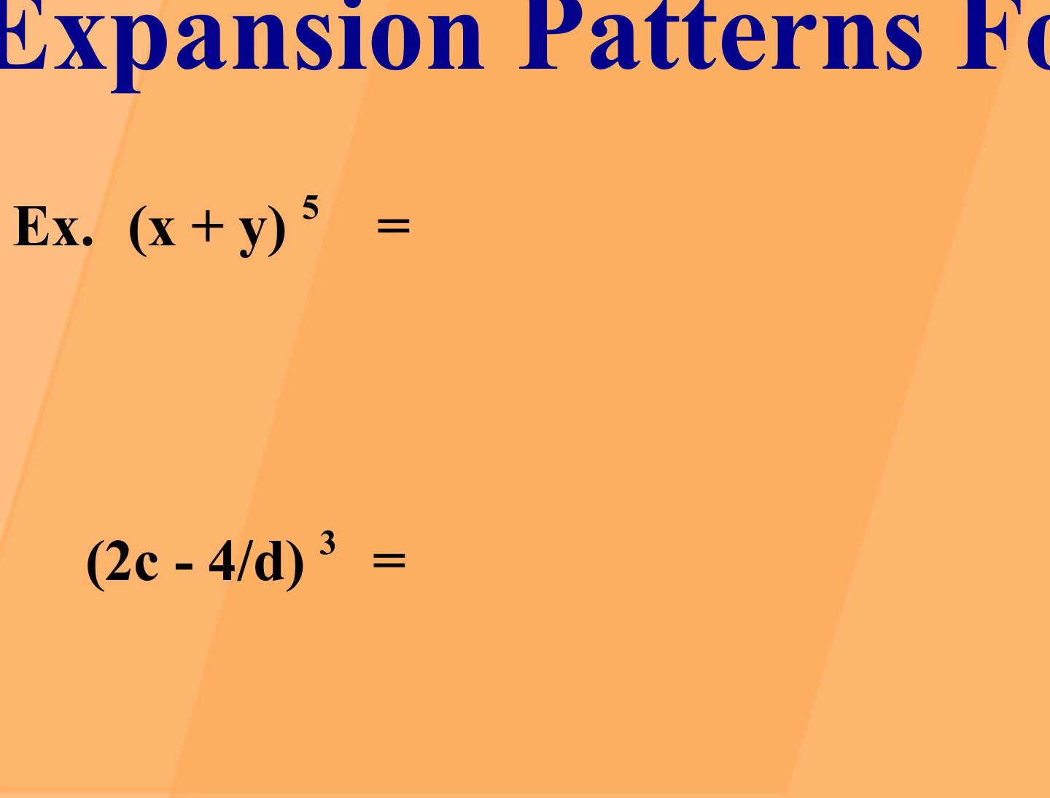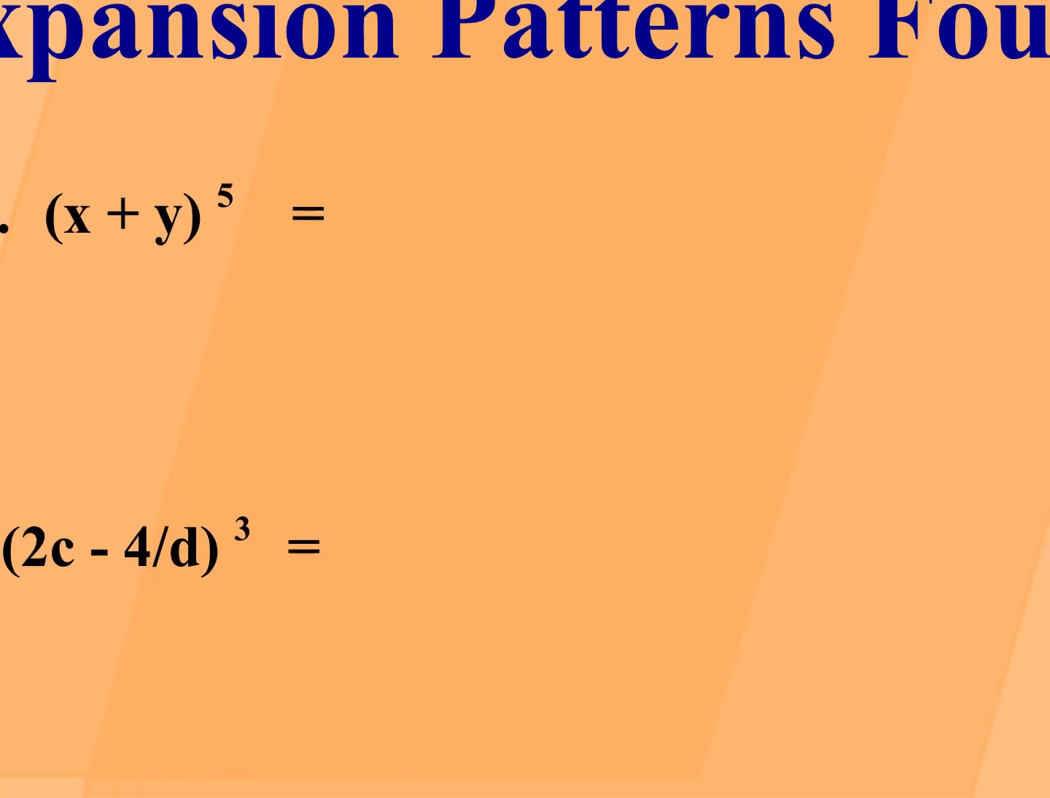All right, back to this. x plus y to the 5th. Let's just see how fast you can do this. How many blanks am I going to have? The most common answer that's wrong is 5. So what is it? 6. Everybody make 6 blanks.